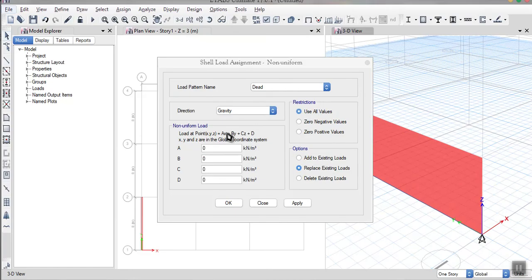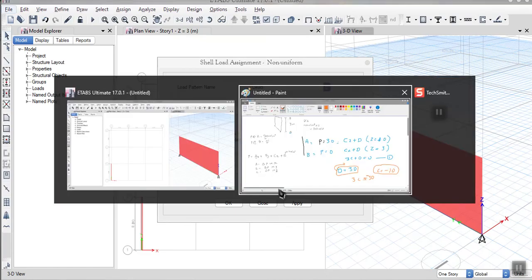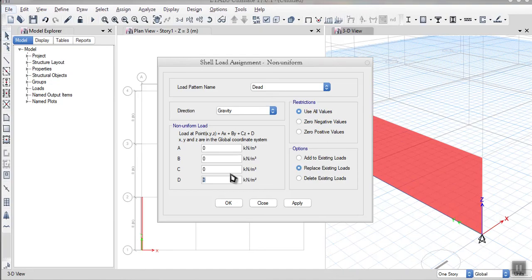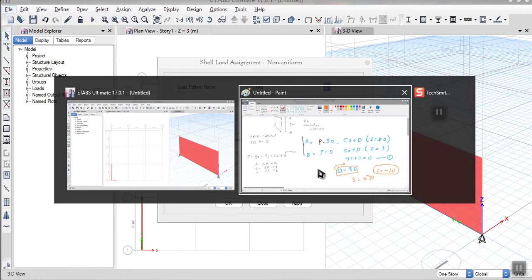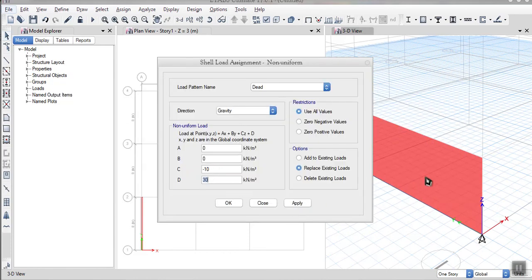So simply apply this. C is negative 10, and D is 30. Select the shell and hit apply.